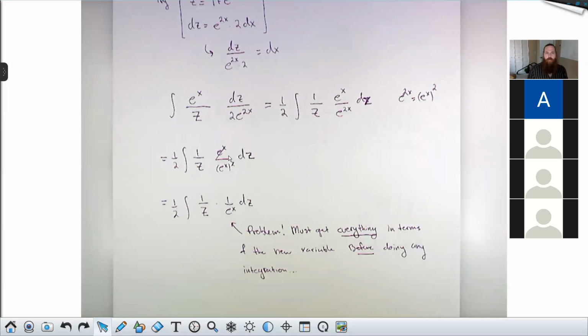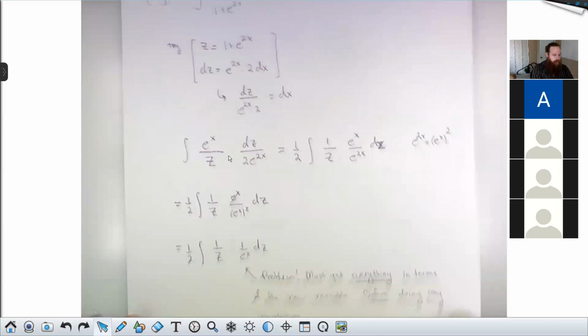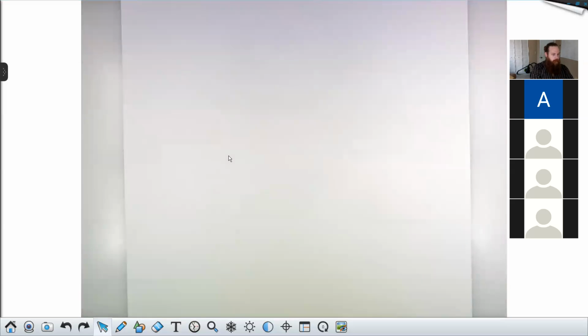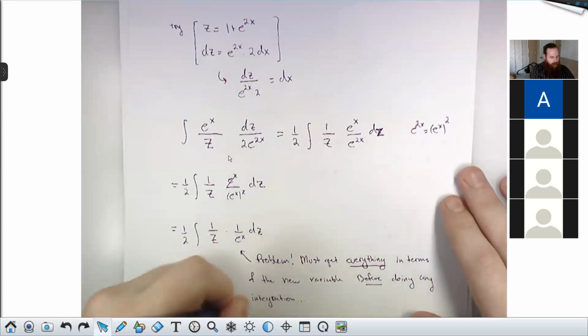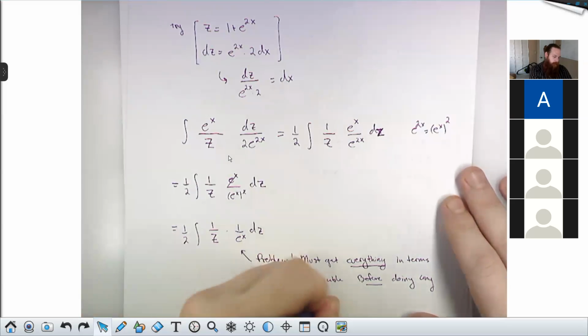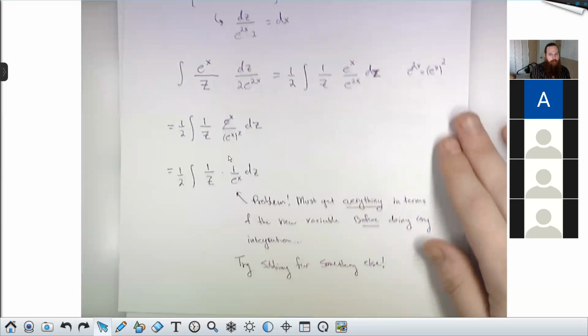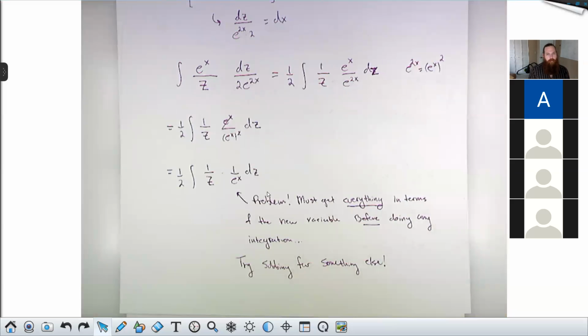But what if you know for sure that that's the substitution you wanted to make, either because someone told you to or because it's the only thing that makes any sense? So here, try subbing for something else. All right, for this problem I'll leave that here. So you can go back and try a different substitution. This is what it looks like when it doesn't work out. Not everything goes away. You're not able to get everything cleanly in terms of the new variable. Your first thought should be to try something else.